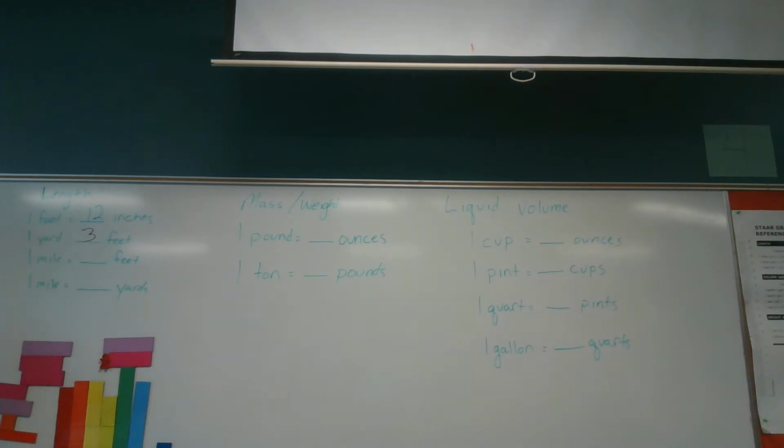Shania, 1 mile equals how many feet? 1,760 feet. 5,280 feet. Good. 1 mile equals 5,280 feet. You have these two backwards. Oh. You're good. It's okay.